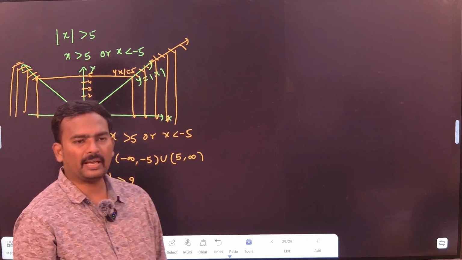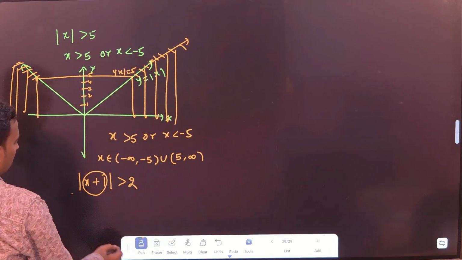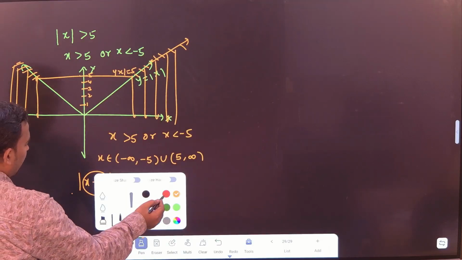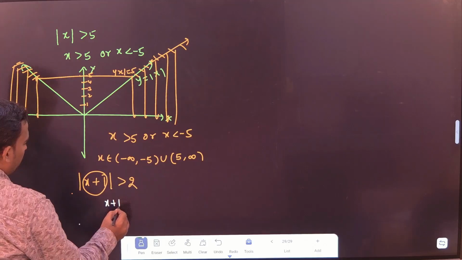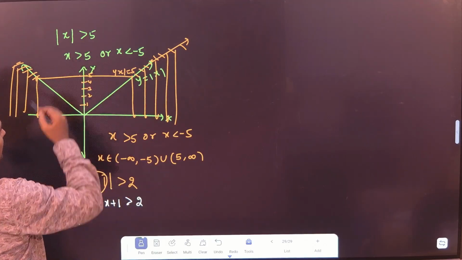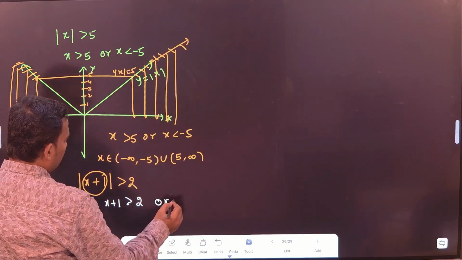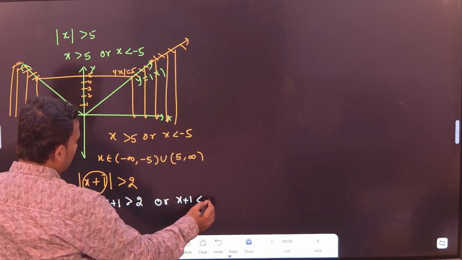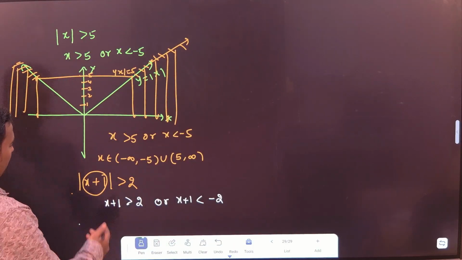How to find out the x values? You can see the same idea here. What is there here? x plus 1, right? So that means x plus 1 should be greater than the right side, the same idea as we discussed in the mod x greater than 5, or x plus 1 is less than minus 2. Clear? Okay. Then you can solve this.